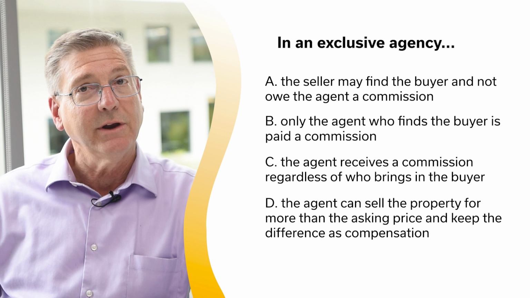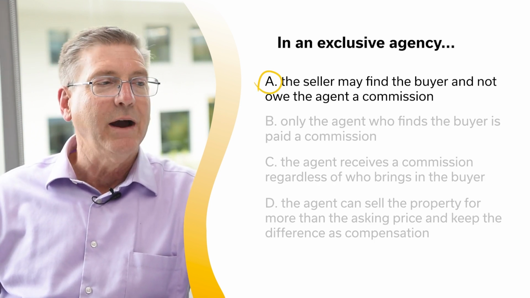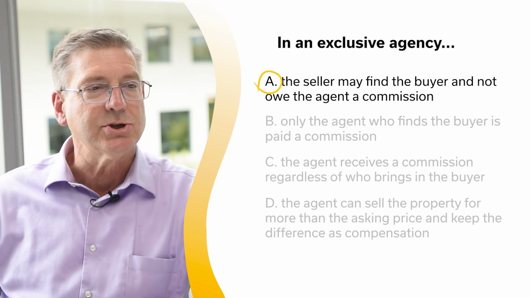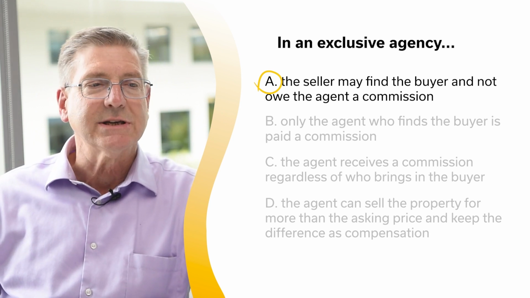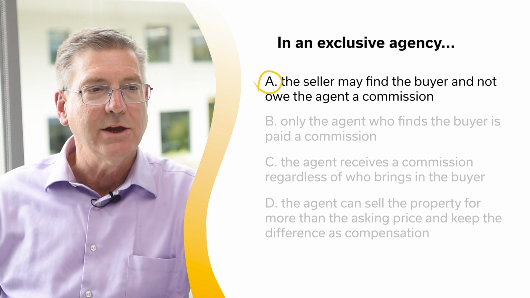The correct answer is A, the seller may find the buyer and not owe the agent a commission. Exclusive agencies allow the seller to find the buyer and then not owe the agent a commission.